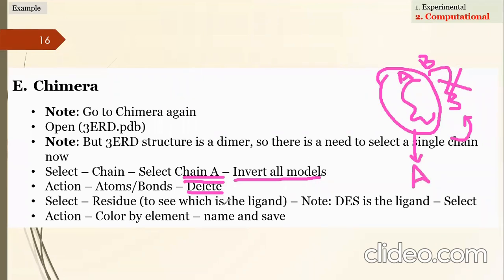So the A chain is now with you, and there is no B chain. To see which is the ligand, click Select and check the residues. In this very specific case, you will see that DES is the ligand. Then Actions, Color by element, you can color by element now, and then name the structure and save it. So this is what you will have to do with the protein. Now you are done with the ligand, and you are also done with the protein.